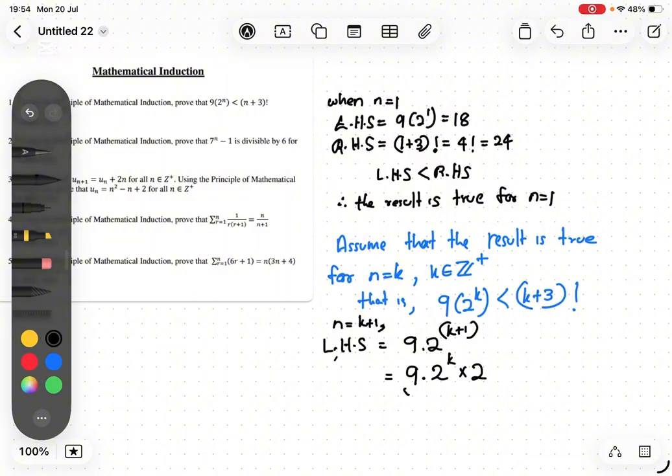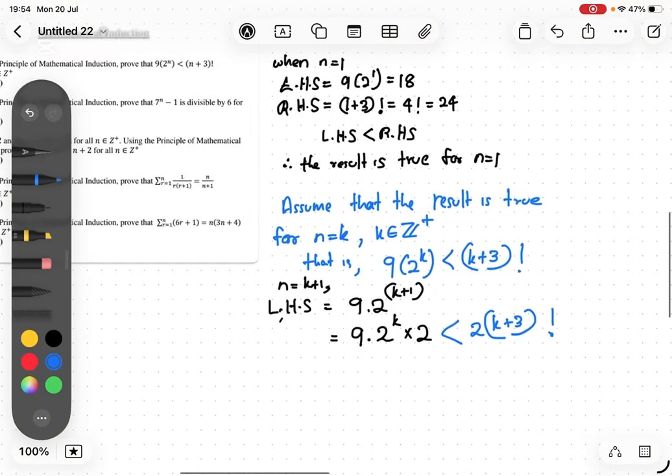Now you identify that this is 9 into 2 to the power k, 2 times. So we write this should be less than 2 into k plus 3 factorial. Is it clear? So this should be definitely less than 2 times k plus 3 factorial. Clear?